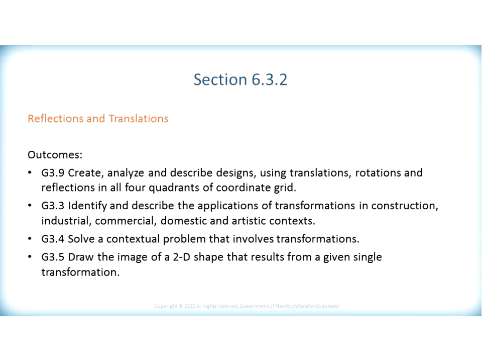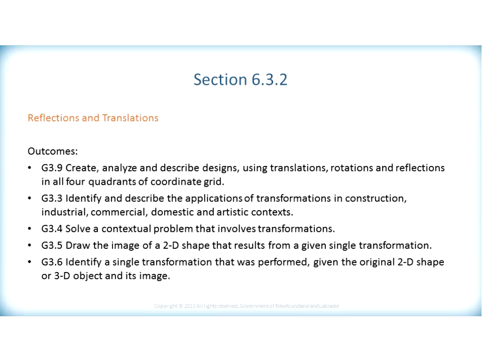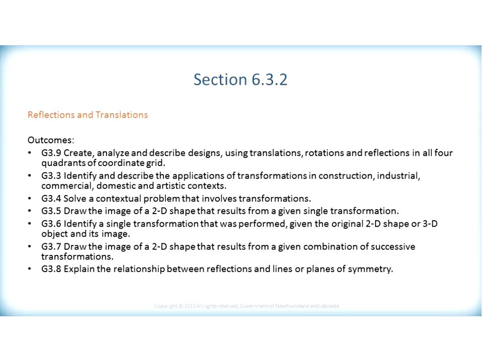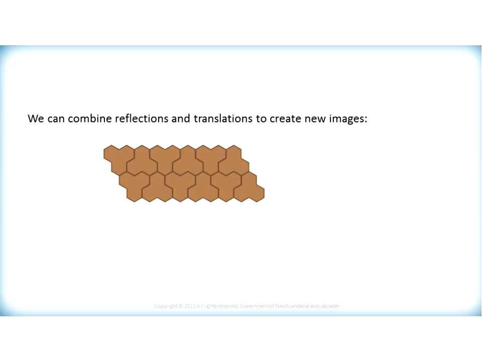Draw the image of a two-dimensional shape that results from a given single transformation. Identify a single transformation that was performed given the original two-dimensional shape or three-dimensional object and its image. Draw the image of a two-dimensional shape that results from a given combination of successive transformations. And explain the relationship between reflections and lines or planes of symmetry.